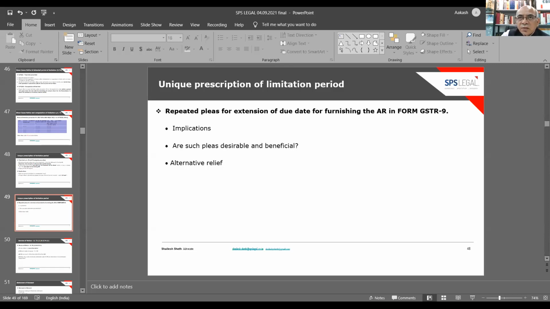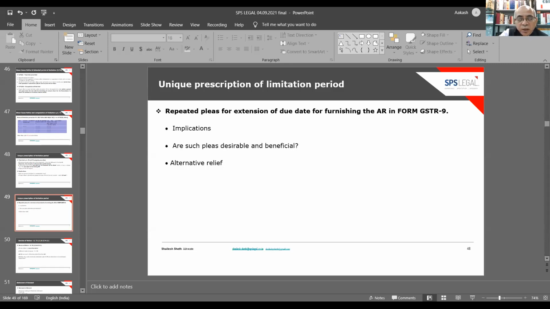Once the due date is actually frozen on, say, 31st December of the next financial year, then at least the time limit for issue of the so-called notice will also get frozen. The unusual long period which has been made available is probably our own doing, when we went on asking for the extension of the due date for furnishing the AR.